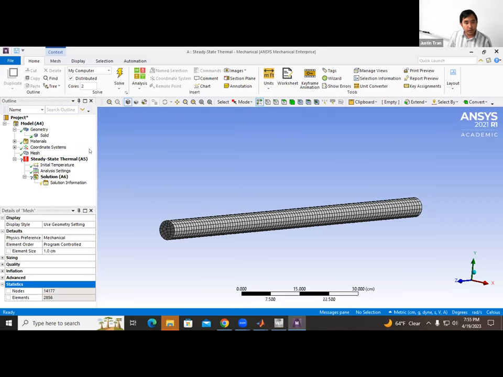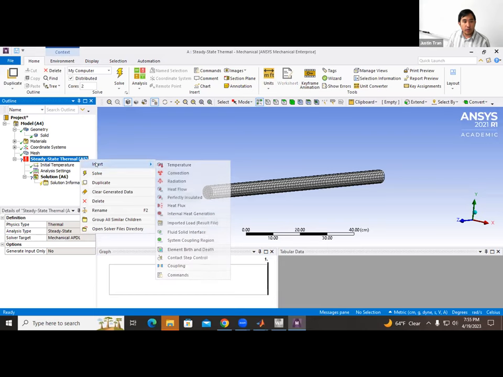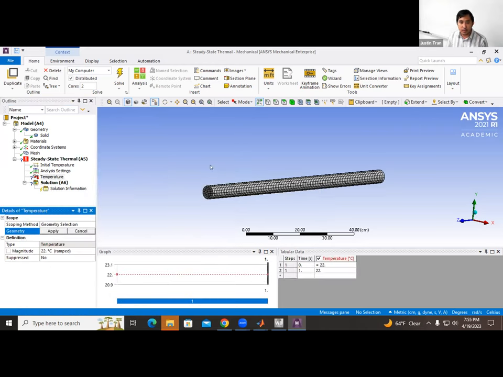And so to specify a temperature type boundary condition, we're going to right click on steady state thermal. We're going to go to insert here, and then we're going to click on temperature boundary condition. Okay. And so this lets us specify a certain surface to have a certain temperature. So let's go ahead and click that.